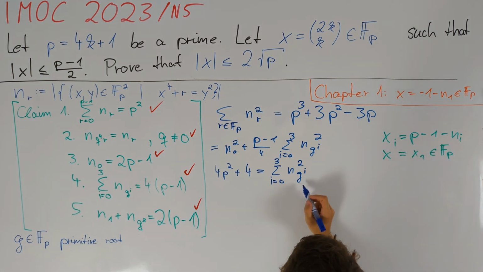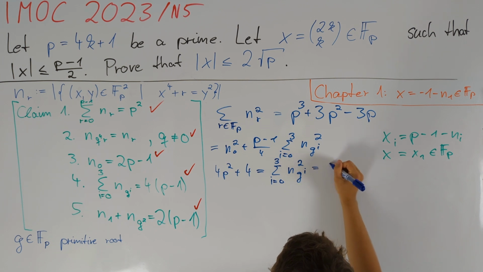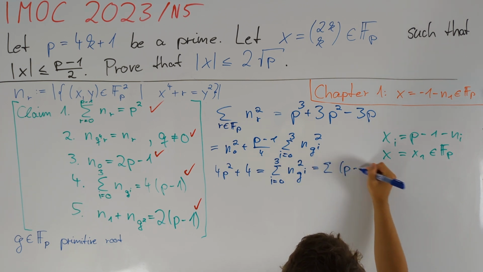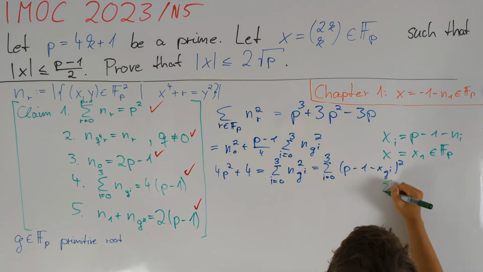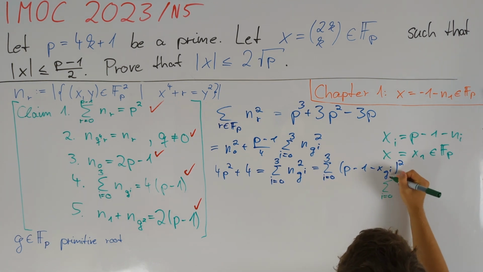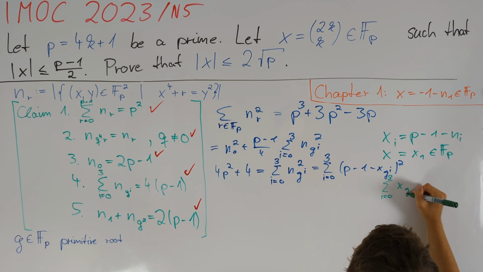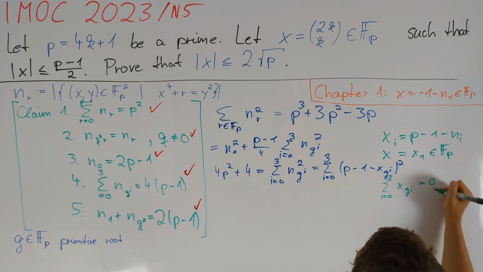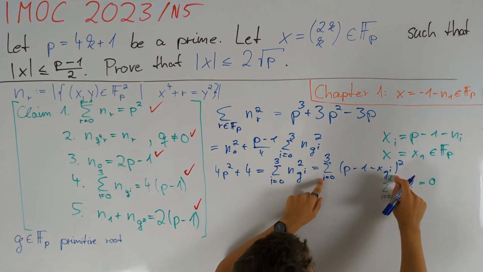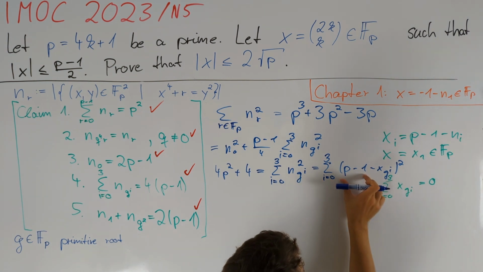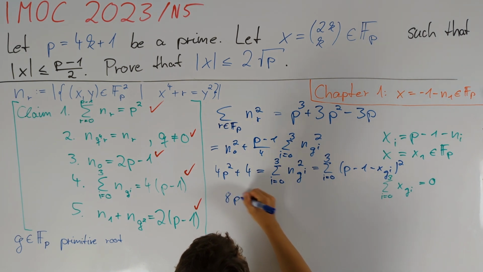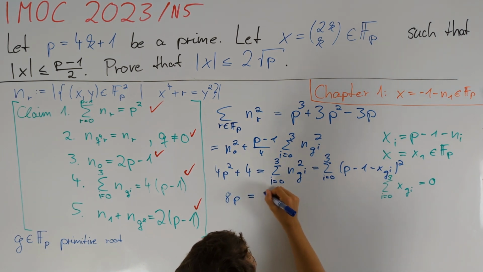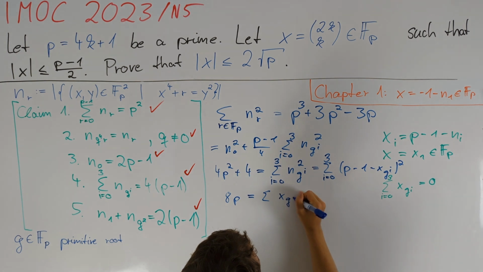The sum of n_g^i squared is now equal to the sum of p minus 1 minus x_g^i, squared. Claim 1.4 tells us that the sum of i going from 0 to 3 of x_g^i is equal to 0. Hence, if we multiply out the right side, the mixed terms cancel out. By subtracting 4 times p minus 1 squared on both sides, we get 8p on the left, and on the right we obtain the sum of x_g^i squared.